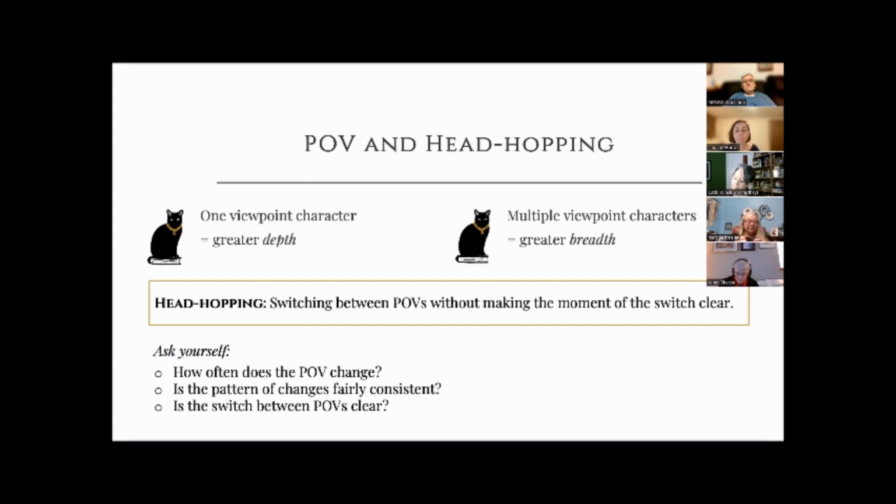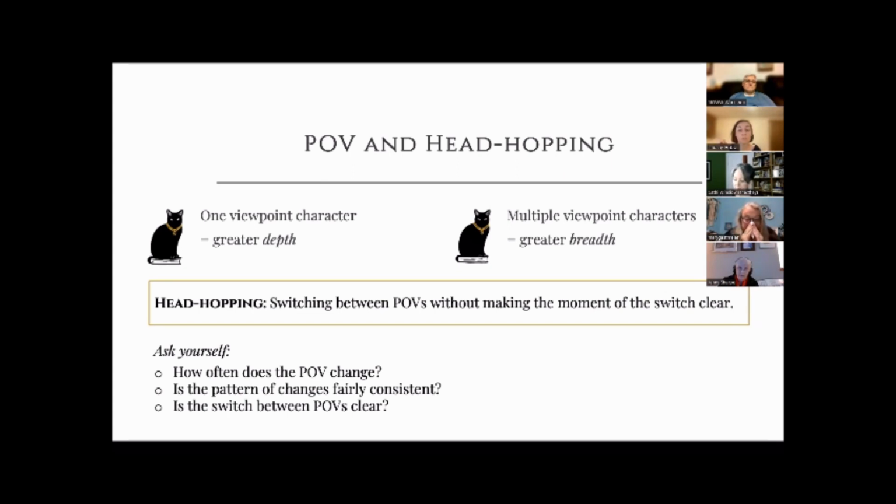And so it's really disorienting to the reader, and it's very confusing because all of a sudden you're in somebody else's mind and you didn't realize, and sometimes it doesn't make sense. And you're like, well, how does this person know that? Or why would they say that? So it's really important, if you're switching between point of view characters, to make the switch clear.